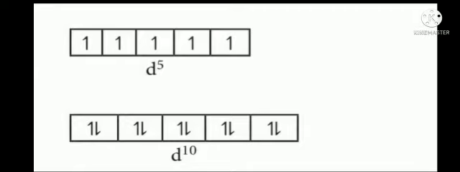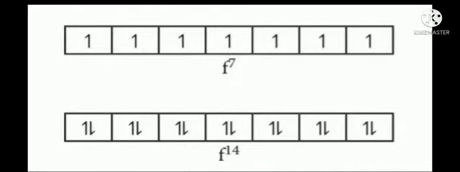Next, let me discuss f orbital. Here, f orbital with f7 and f14 configurations. f7 is a half-filled configuration, f14 is a completely filled configuration. Hence, these two have symmetrical distribution. Hence, half-filled and completely filled configurations are more stable than partially filled configurations. It is explained for f orbitals.